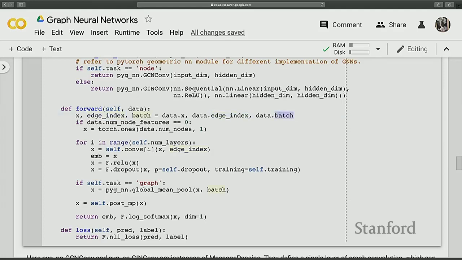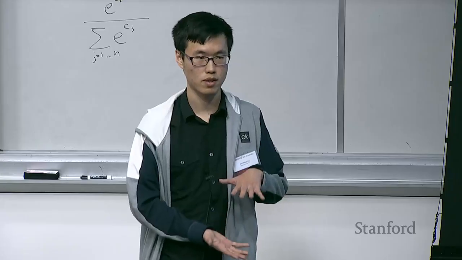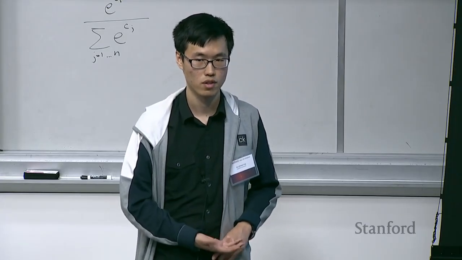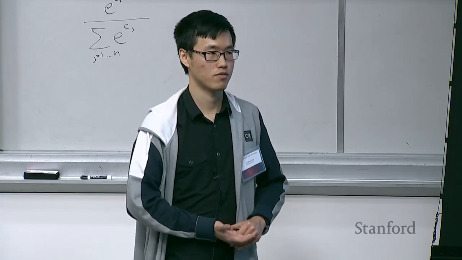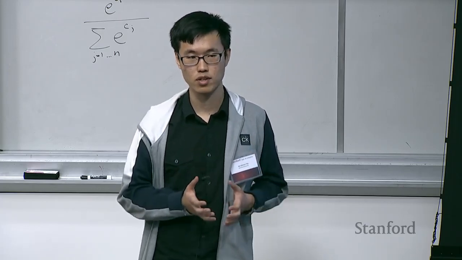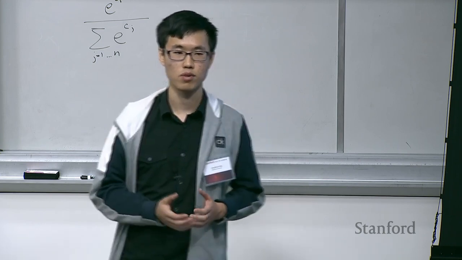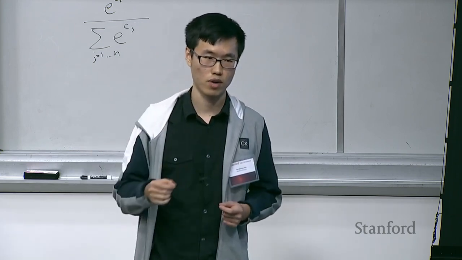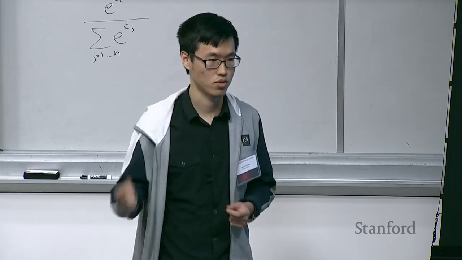And here is the batch. The batch is a little bit complicated because instead of batching images, which is regular and has the same number of nodes, now we need to batch graphs. As we all know, graphs have different numbers of nodes. So if we want to batch many graphs together, especially in graph classification, we want to know which node actually belongs to which graph. So this is telling you which node belongs to which graph.